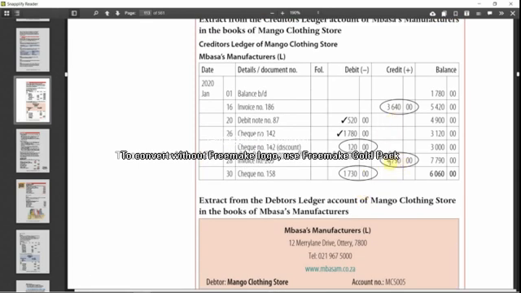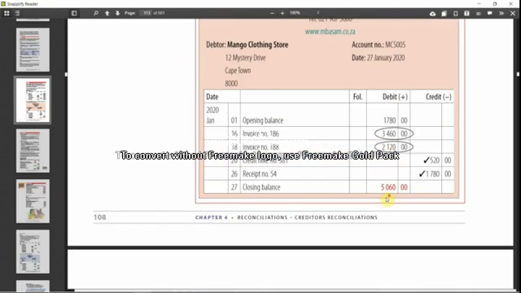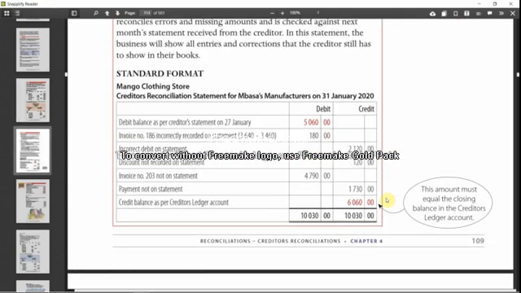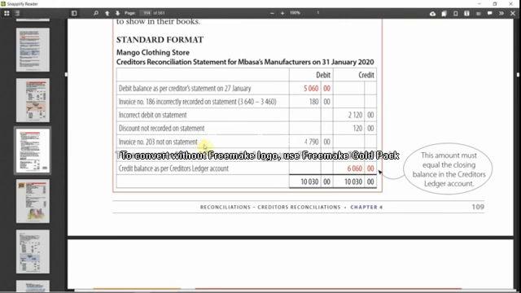Furthermore, we have on the 28th, which is again after the date of their statement, a credit of 4790. So we will have to go and add it on their equivalent of the statement, namely the creditors recon statement, on the opposite side, namely the debit side, 4790. So invoice number 203, not on the statement, 4790.